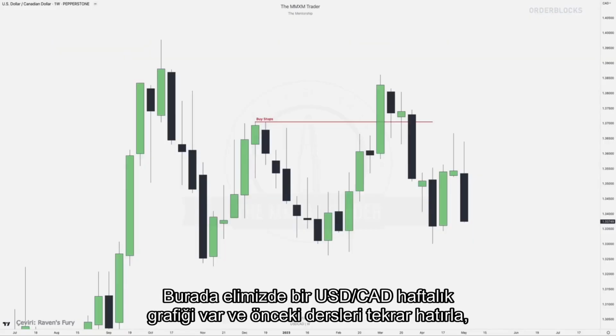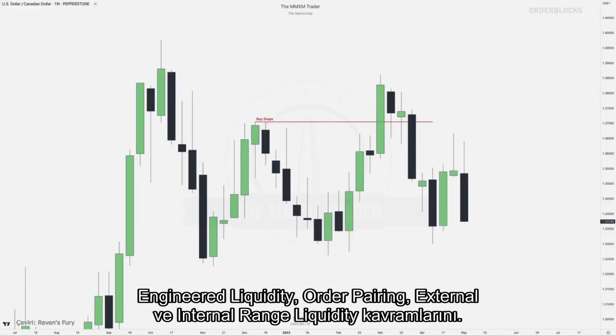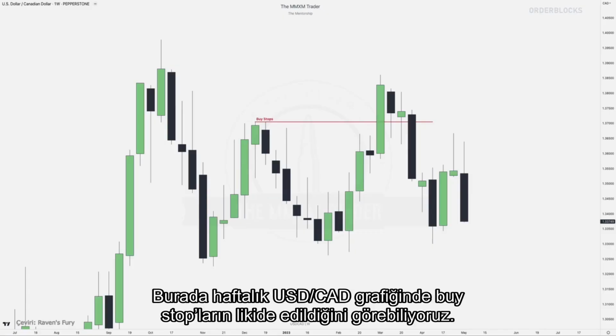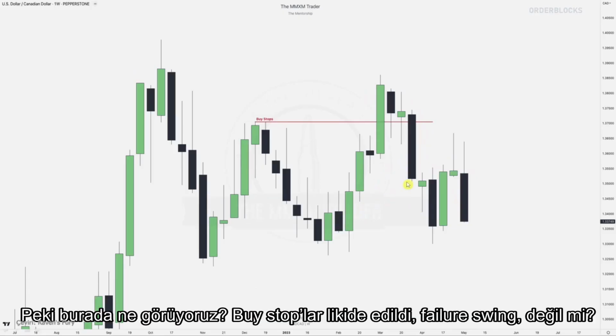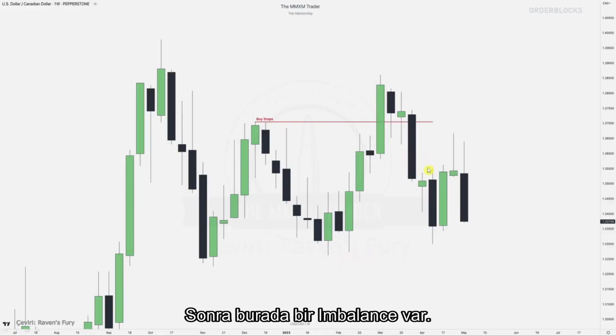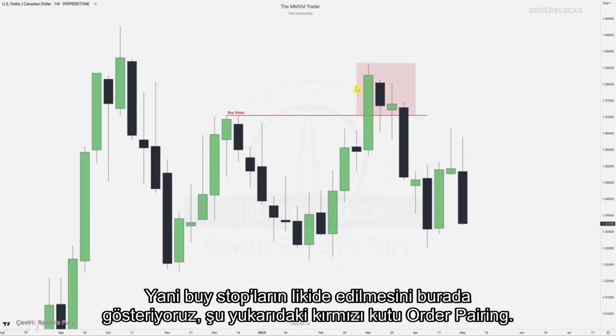So over here we have a USD CAD weekly chart, and again, keep in mind the previous lessons, right, with engineered liquidity and order pairing and external and internal range liquidity. We can see buy stops have been raided on this weekly chart on the USD Canadian dollar chart. Over here, buy stops have been raided. We want to turn down lower into an imbalance and go for that engineered liquidity. So what can we see over here? Buy stops raided, failure swing, then we have this imbalance up here.